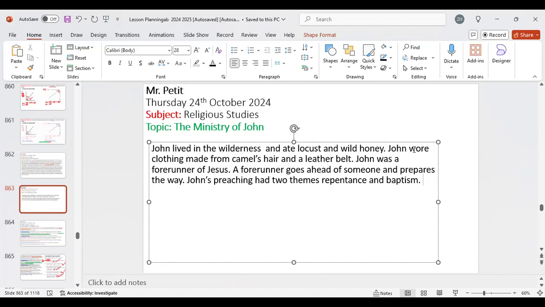Where did he preach? John preached and baptized where? By the Jordan River. And baptized around the Jordan River.